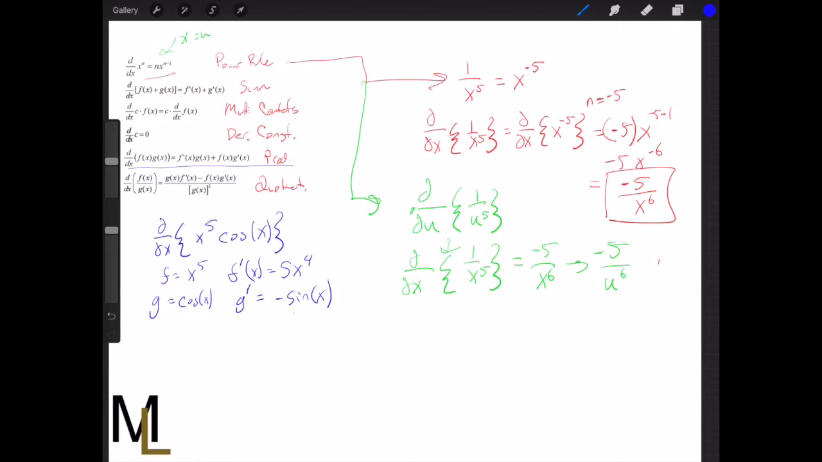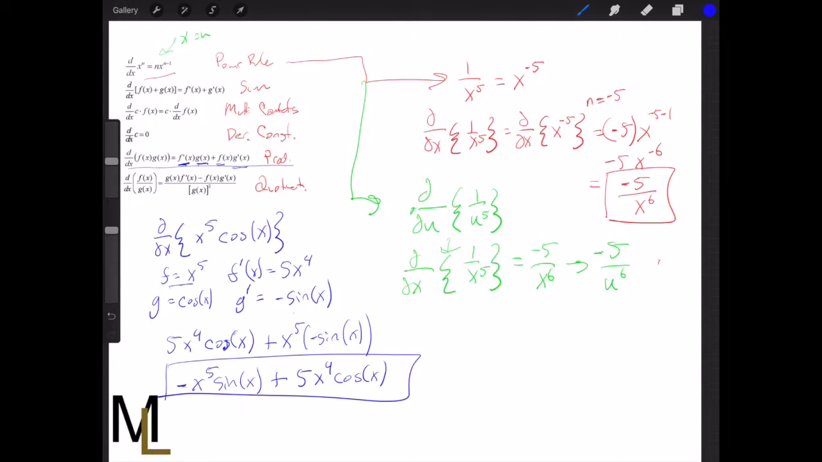Now we apply the product rule, and at that point, what we'll see is we'll plug in, so we get 5x to the 4th, that's this first term. Second term is just g of x, so cosine of x, plus f, which is x to the 5th, times g prime of x. So that's minus sine of x. Okay, simplify it, and we get negative x to the 5th times sine of x, plus 5x to the 4th times cosine of x. I'm just flipping them so don't get confused. Okay, boom, there's your answer.